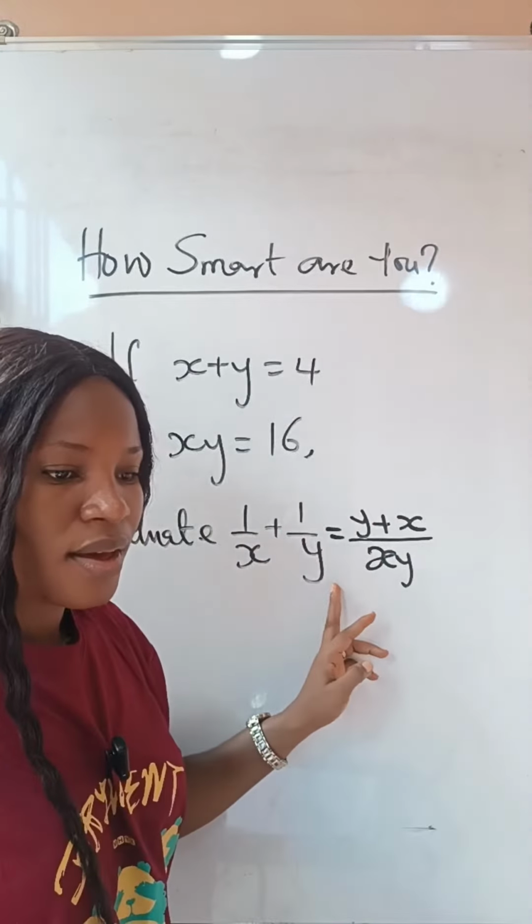Amazing, right? And they've already given us the values, as you can see. So it means that y plus x is 4, and x times y, xy, is 16. And you solve this, you have 1 over 4. And that is the answer.